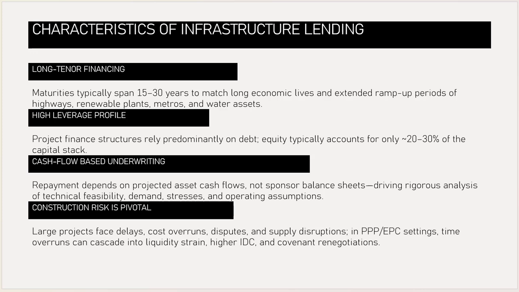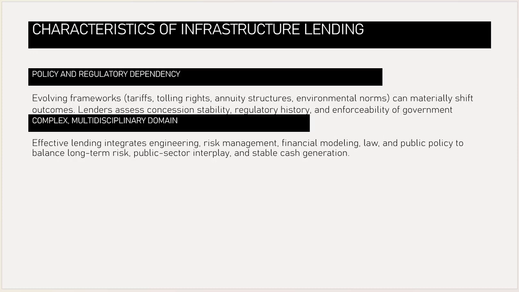And then we discuss the construction risks. Large projects face delays, cost overruns, and supply disruptions in the PPP and EPC setting. Time overrun can cascade into liquidity strain, higher IDC, and covenant renegotiation. So that's the fourth characteristic. Let's move on to the next slide, where we discuss the remaining characteristics.